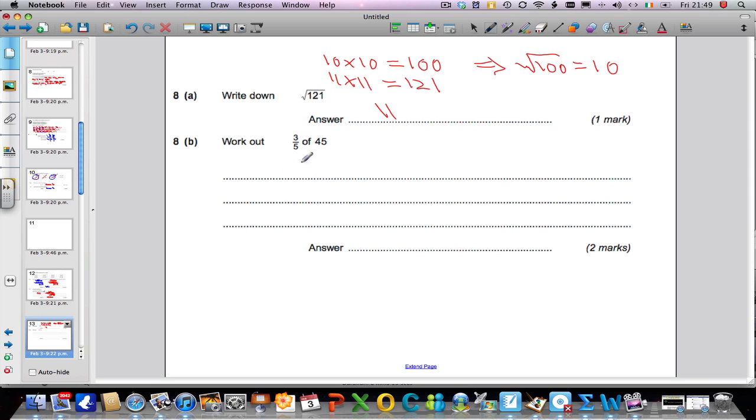3/5 of 45, I'm going to divide by the denominator and multiply by the numerator. So I'm going to do 45 divided by 5. 5 goes into 45 9 times, and then I'm going to do 9 times 3 to get 27. 27 is your answer.